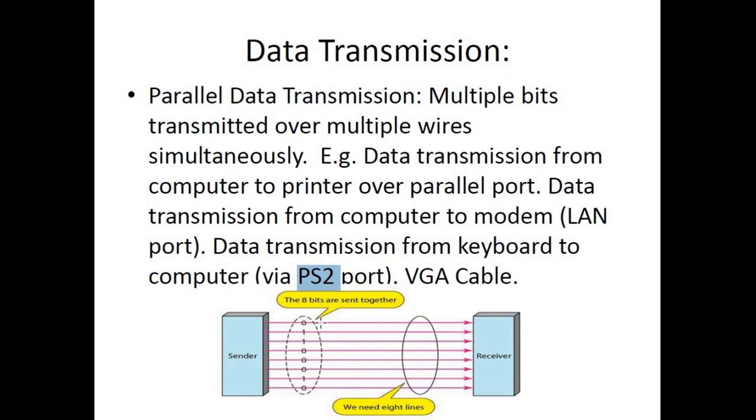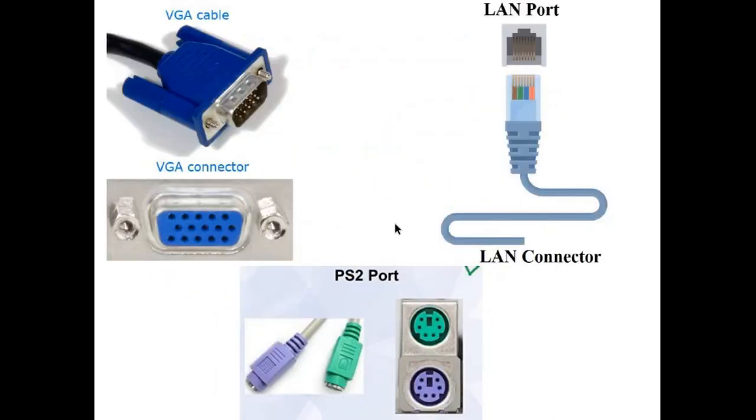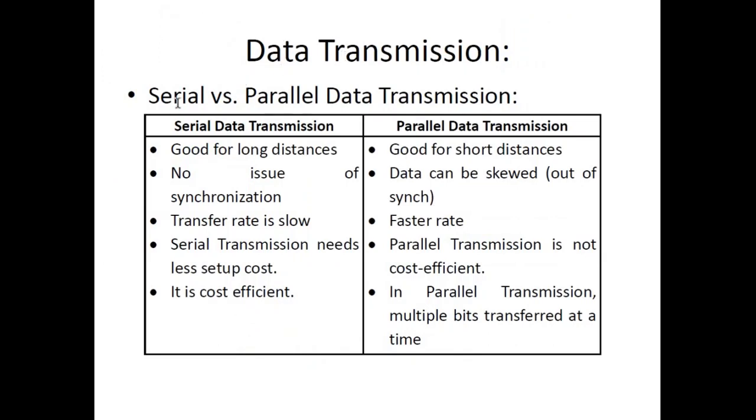See over here, the sender is using 1 2 3 4 5 6 7 8 wires to send 8 bits together to the receiver. These are some examples of parallel ports and their connector. This is a VGA cable, this is a LAN port, and this is a PS2 port. Now what is the difference between these two methods, or what are the benefits and disadvantages or cons of these methods?